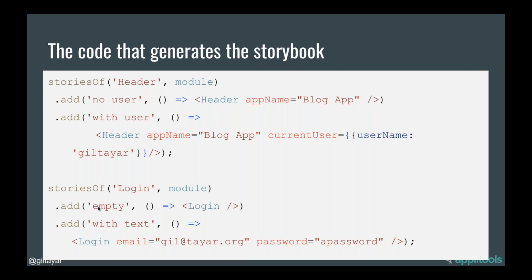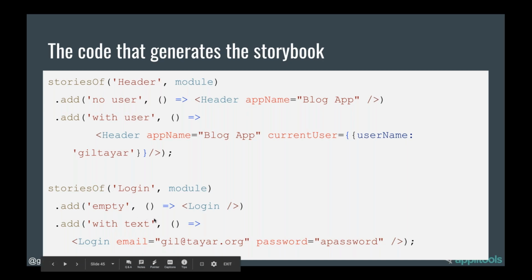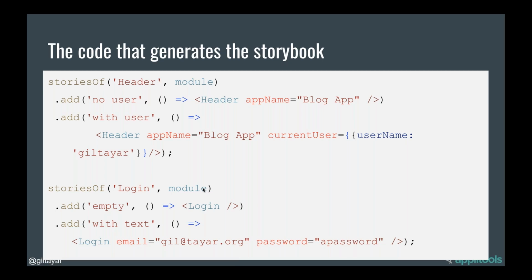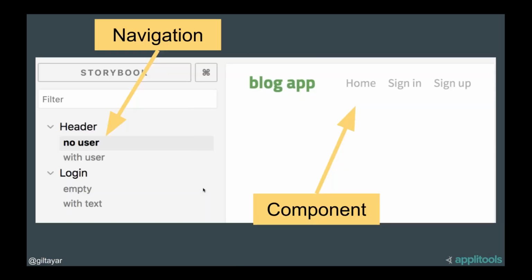And login, I have an empty login page and a login page with text. So this is an example Storybook code, and it looks something like this. When I execute this code and run the Storybook, it gives me a UI like this. This is actually an old version of Storybook. Now it's much nicer, but it's basically the same.